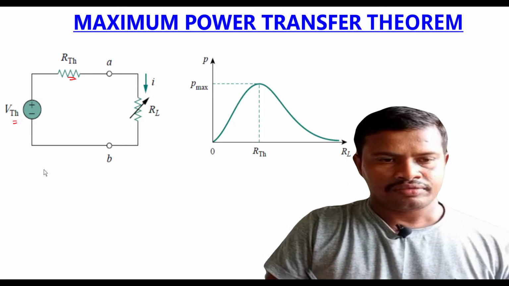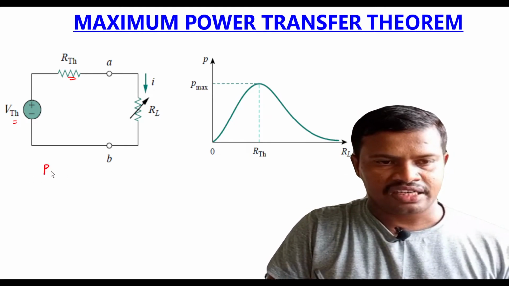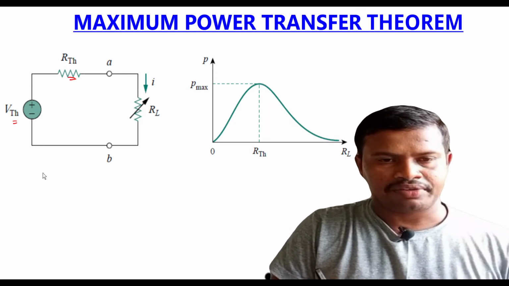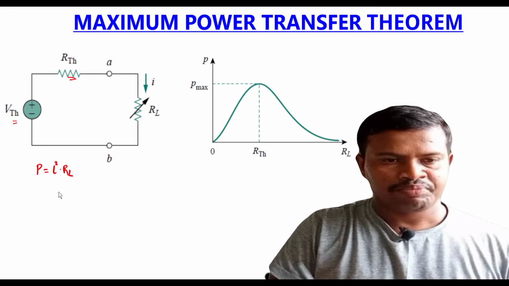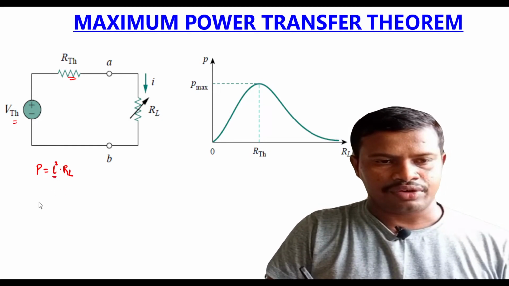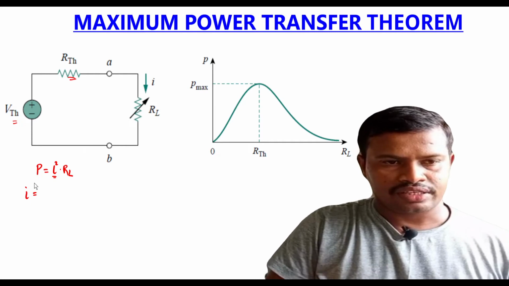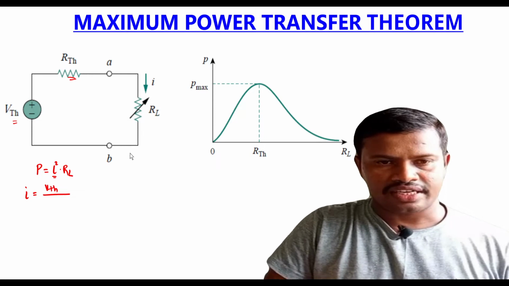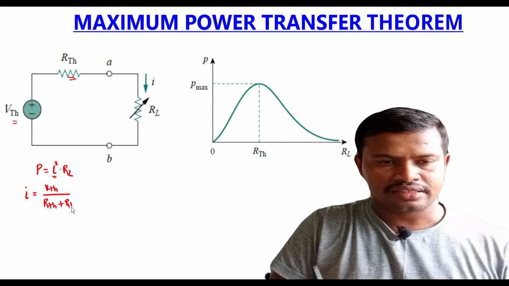For that, we first calculate the power delivered to the load. The power delivered to the load resistance, or the power dissipated by the load resistance, P is equal to I square into RL. Now we need to calculate the value of I. As we know, in this circuit the voltage source is VTH, divided by the total resistance in the circuit, RTH plus RL.